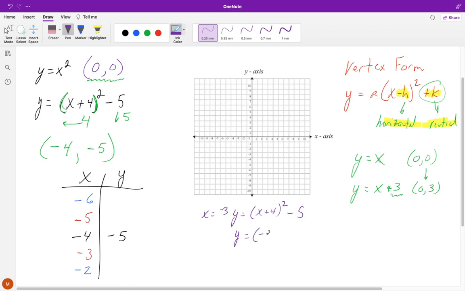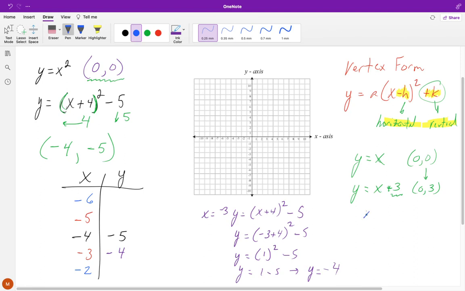So y is equal to negative 3 plus 4 squared minus 5. Y is equal to 1 squared minus 5. And you see these numbers are always going to come back to that 1 and that 2 after we plug it in. So y is then equal to 1 minus 5, which then y is equal to negative 4. So when x is negative 3, y is negative 4.